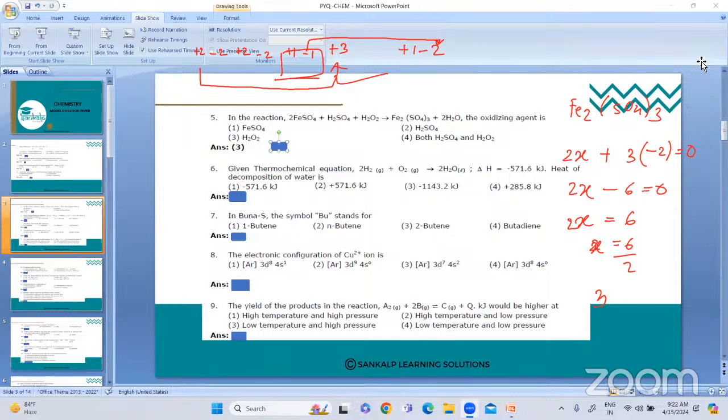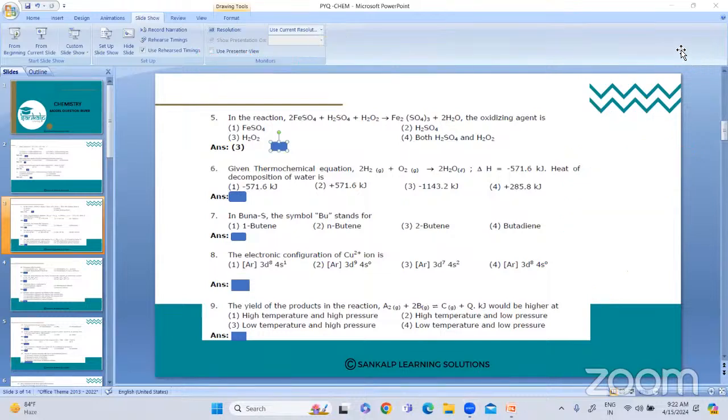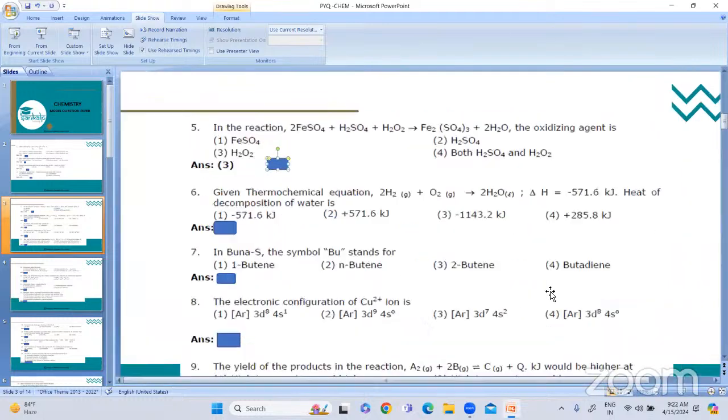Next question. Given the thermochemical equation 2H2 plus O2 giving 2H2O, delta H is equal to minus 571.6 kilojoules. Heat of decomposition of water is.